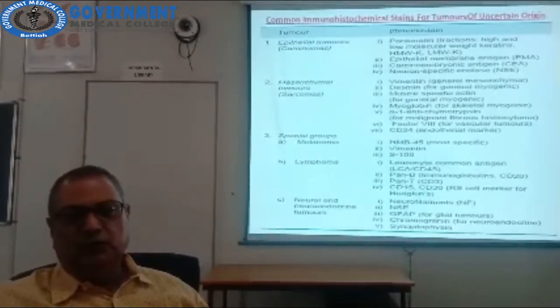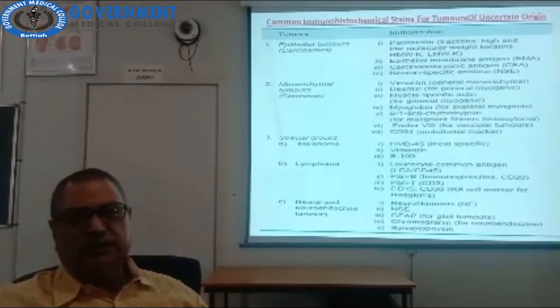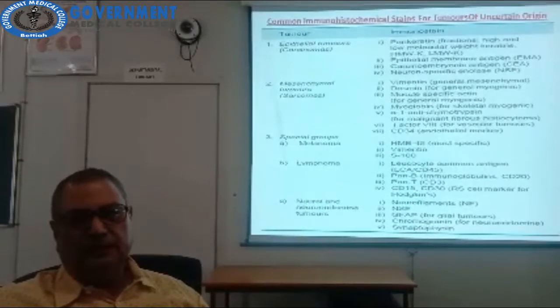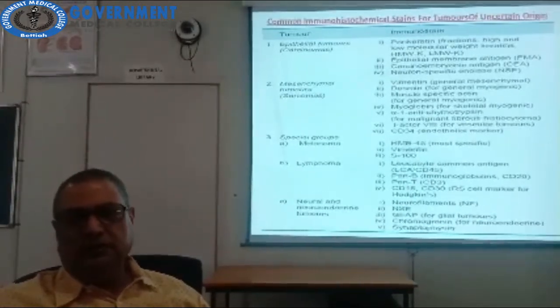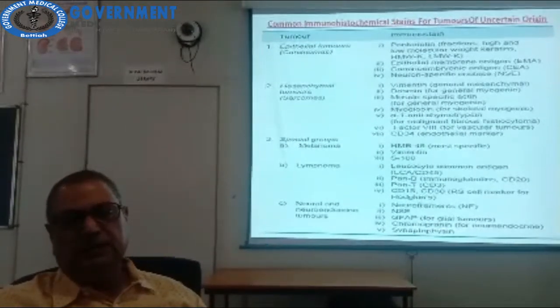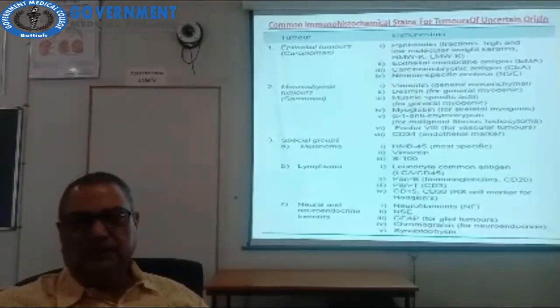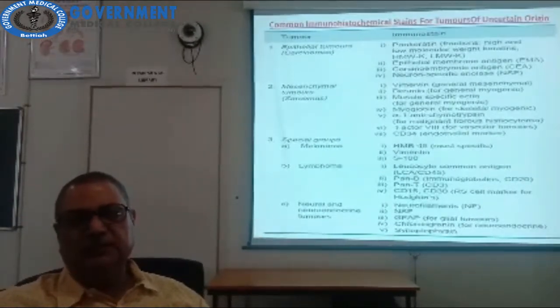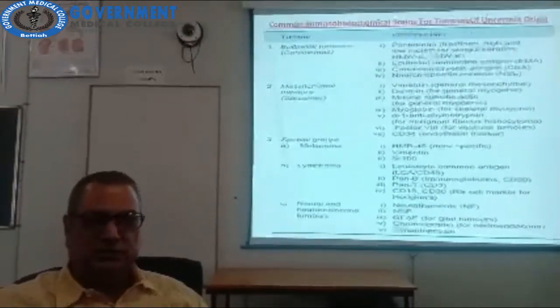Then specific groups: for melanoma, HMB45 or S100 is used, or vimentin. For lymphoma, CD45 or leukocyte common antigen, then PAN-B CD20 or PAN-T CD3 or CD15. For Reed-Sternberg cells in Hodgkin's disease, CD45 and CD30 are used.